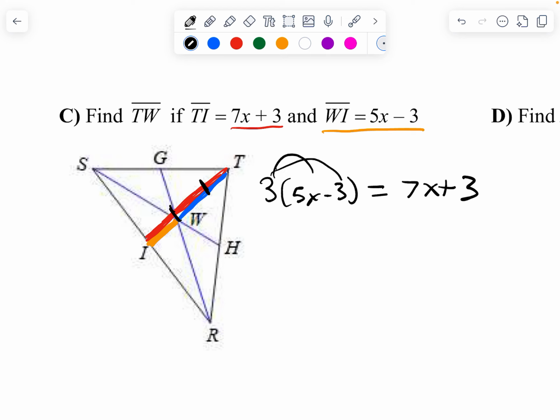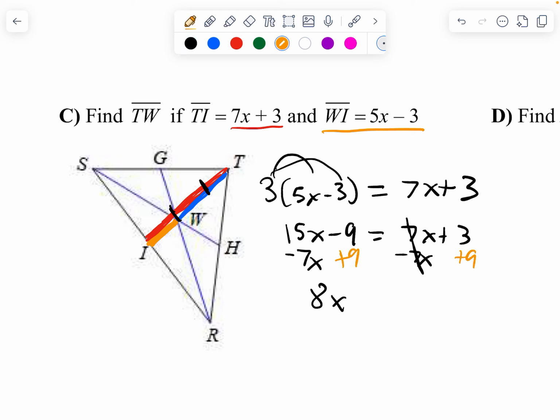Okay, so let's distribute that 3. We get 15x minus 9 equals 7x plus 3. Subtract that 7x, both sides, and you're left with 15 minus 7, which gives us 8x. I'm also going to add that 9 to save a little work. So equals 12. And then we just need to finish it off there. So divide by 8 on both sides.